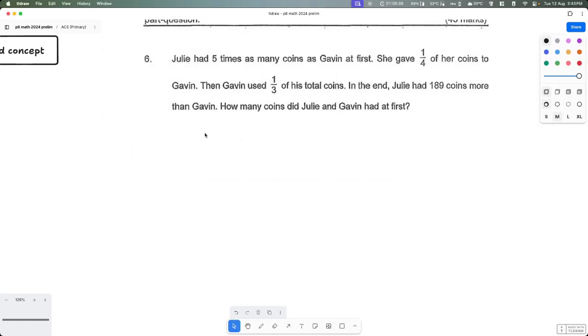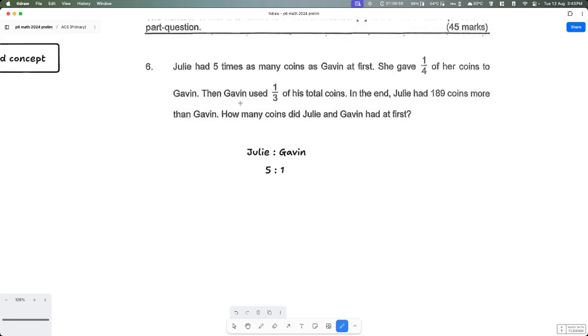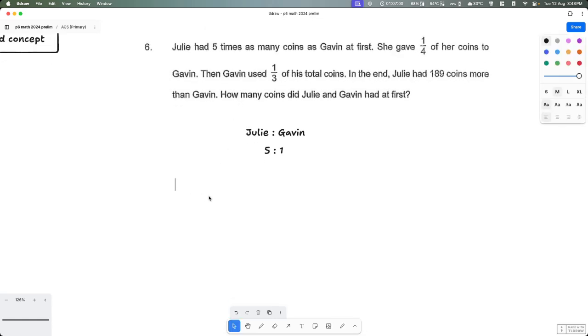First, we know that Julie has 5 times as much as Gavin, 5 and 1. And then she gave away 1/4, and then Gavin used 1/3. So what would be a better way? For me, I think it is to get the lowest common multiple of 5, 4, and 3.